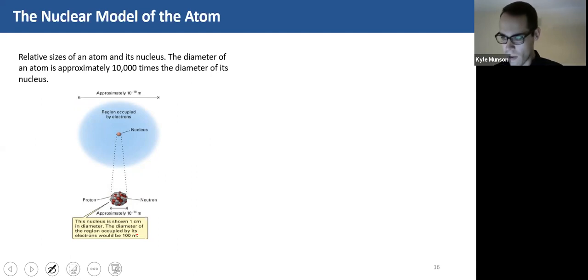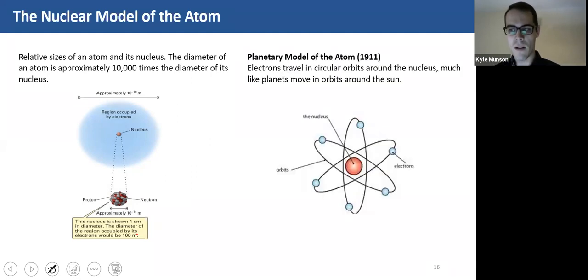From this, the planetary model of the atom was made in 1911, where electrons travel in circular orbits around the nucleus, much like planets move around the sun. This is the thing I said you've probably seen on a t-shirt, or maybe you have a t-shirt with this on it, or a mug. This is the model that many of us are familiar with.